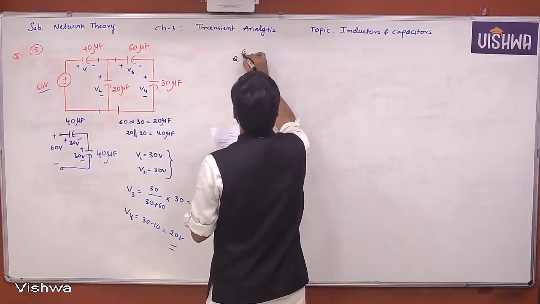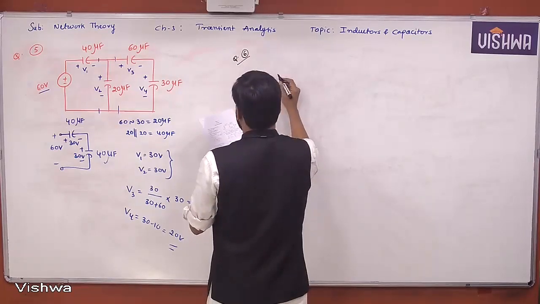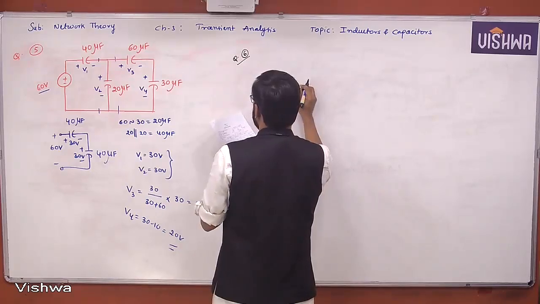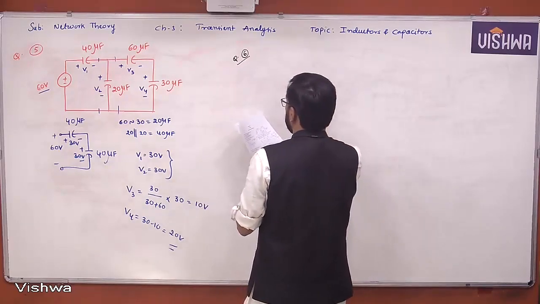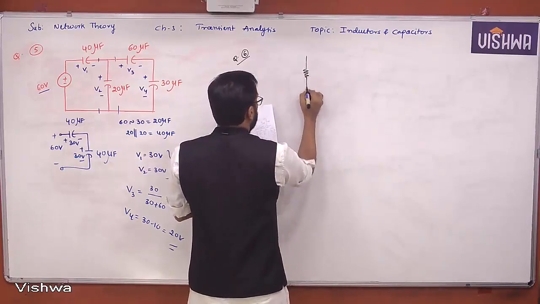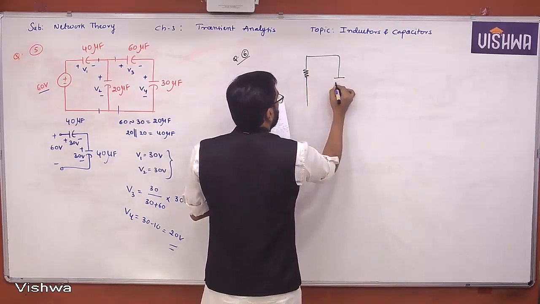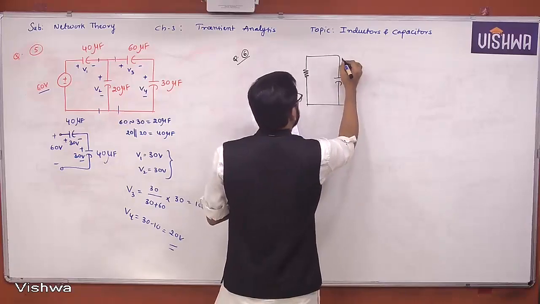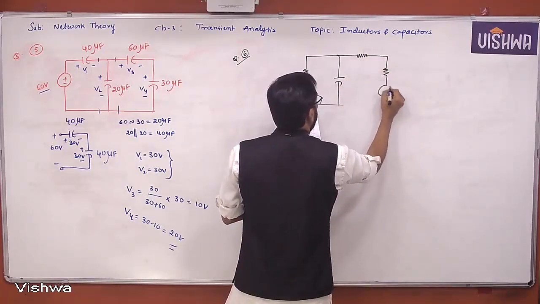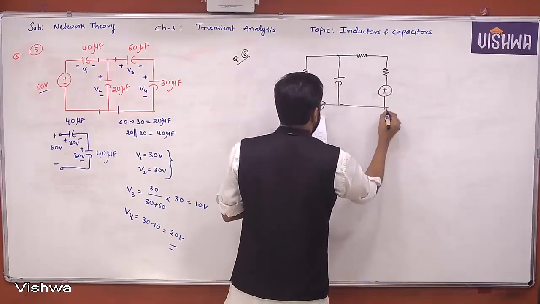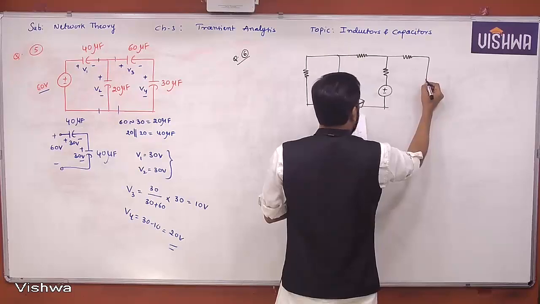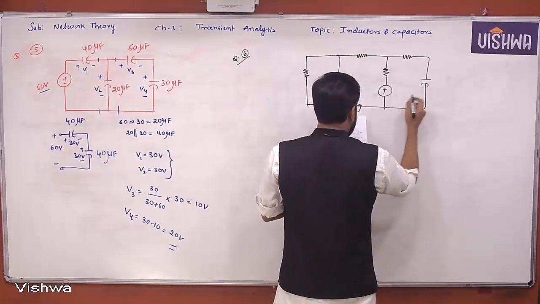Sixth problem, classroom workbook. Find the voltage across and energy stored in each capacitor in the following circuit under DC conditions. So the similar problem gets repeated here. All of you please draw the circuit again. Just draw the circuit again.